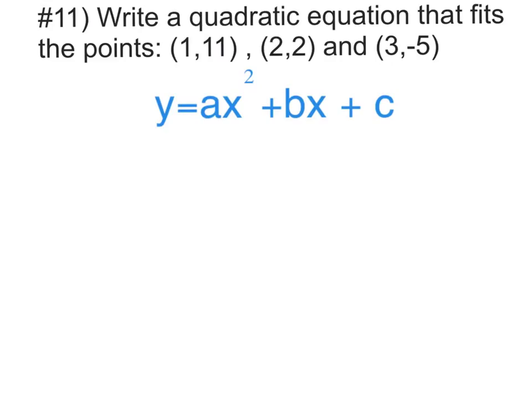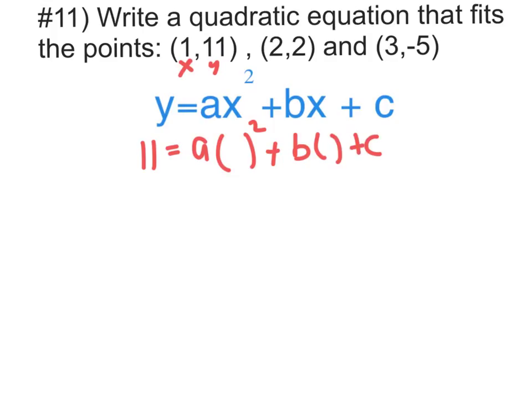What we do have is an x and a y value, an x and a y value, an x and a y value. So what we're going to do is create a 3 by 3 system based on the x and y values. On that first point we have 11 being y = a(x²) + b(x) + c, and the x value is 1.